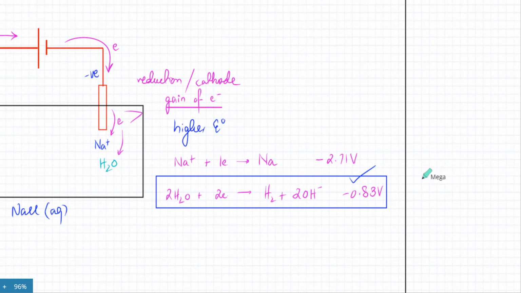So Na+1 would not be the one over here. Na+1 would not be the one that would be gaining electrons. It's going to be water because it's got a greater tendency to actually gain electrons.